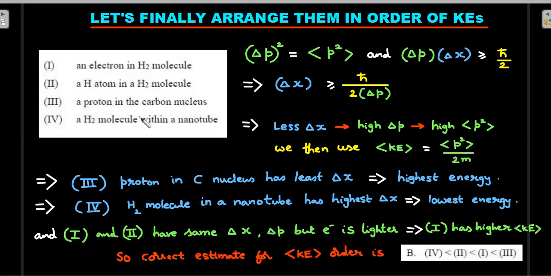These are the 4 conditions given, a lot of things on the board. I'll explain one by one. Don't read it on your own; it will be easier if you follow my voice. So let's finally arrange them in the order of the energies or kinetic energies, because these are all particle in a box symmetric situations.